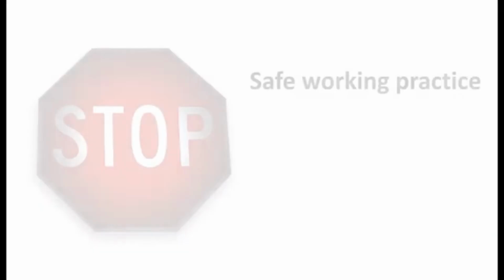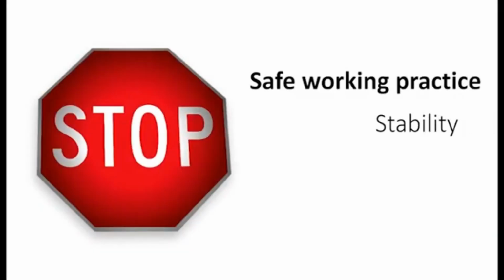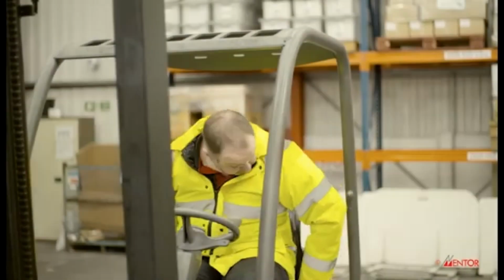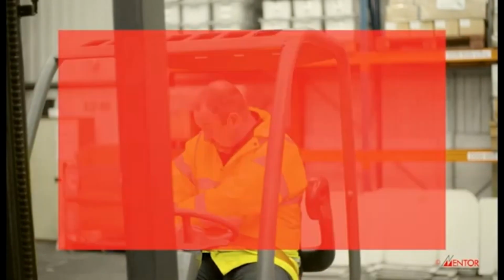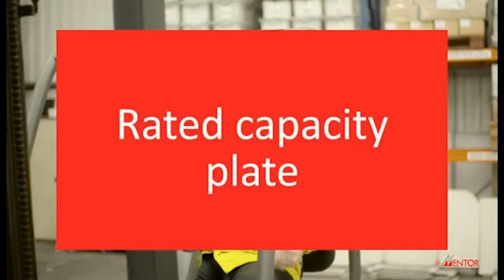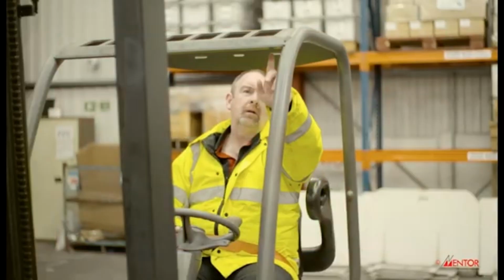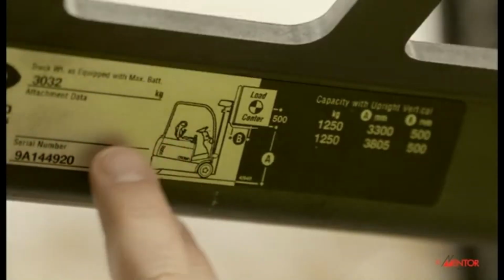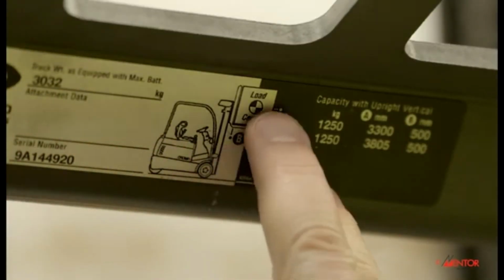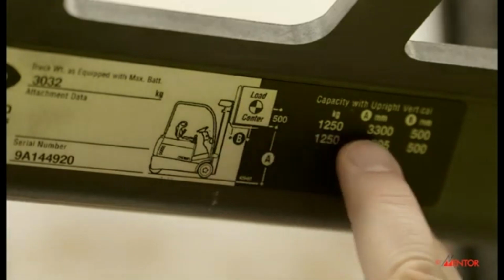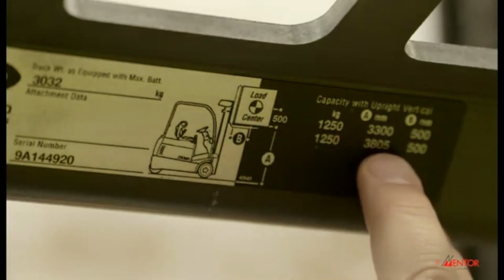There are a few subsections under safe working practice. The first is stability. Firstly, you should be aware that every lift truck has a rated capacity plate, which details the maximum weight that a machine will safely lift and at what height. It is extremely dangerous for an operator to lift a load that exceeds the capacity of the lift truck.